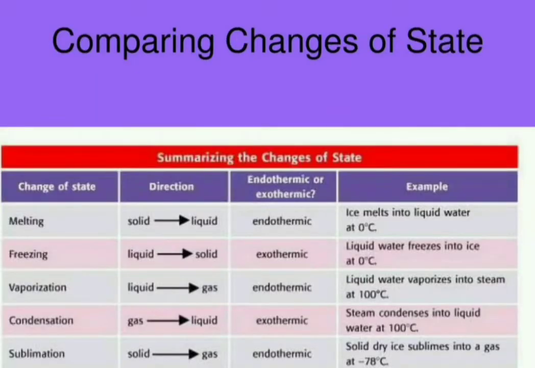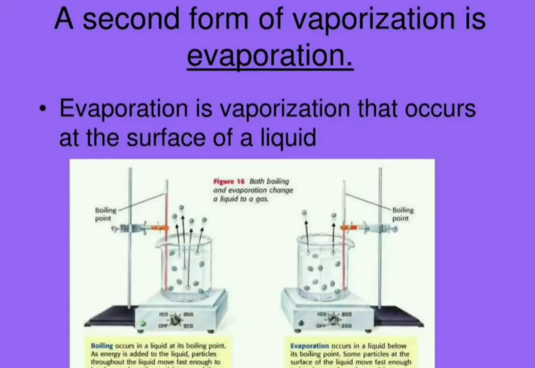Comparing changes of state. Summarizing the changes of state. A second form of vaporization is evaporation. Evaporation is a vaporization that occurs at the surface of a liquid. You can see the example in figure 16. Both boiling and evaporation change a liquid to gas.